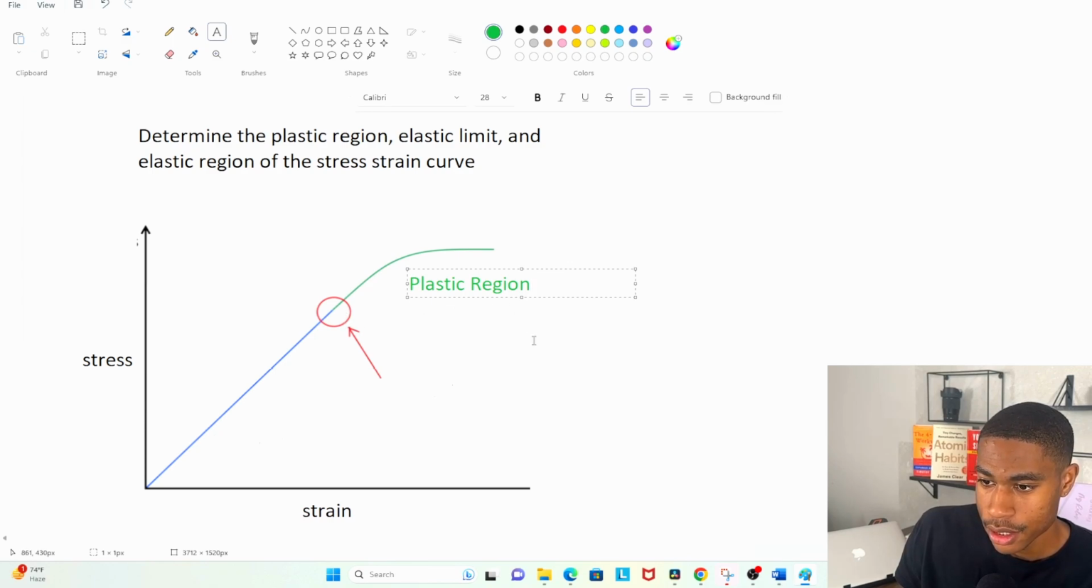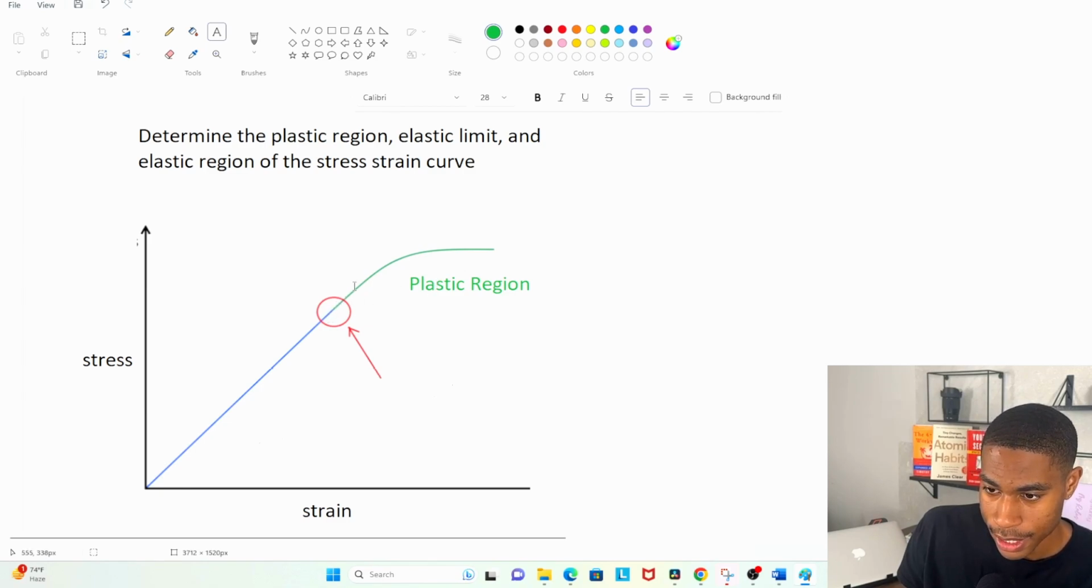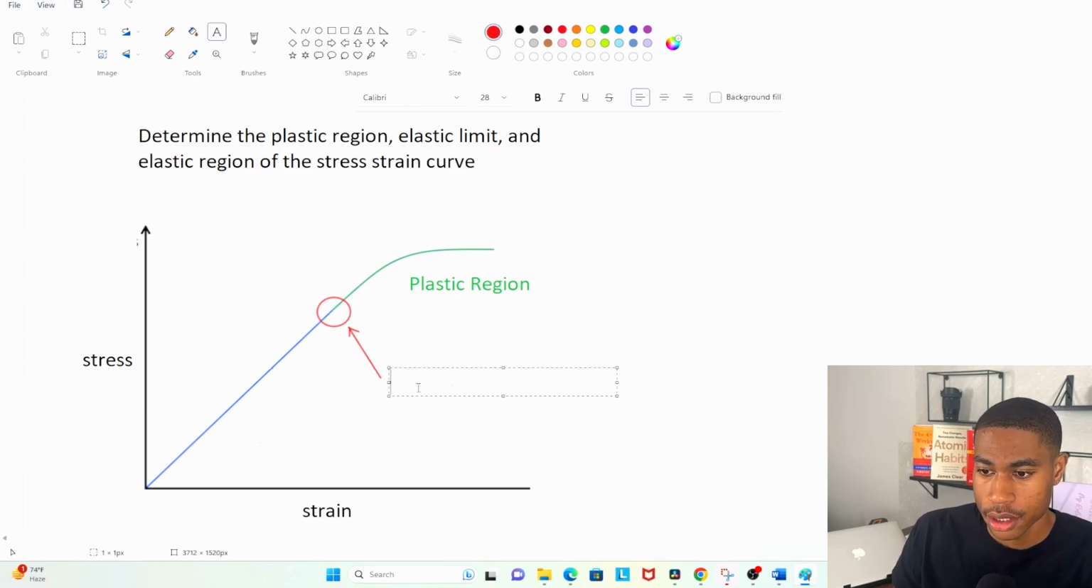This is the region in which, as your stress and strain increase, you have that curvature before it fails, ruptures, whatever may happen. That's your plastic region. Where's your elastic limit? The elastic limit is going to be this point at which your stress strain curve is no longer linear.